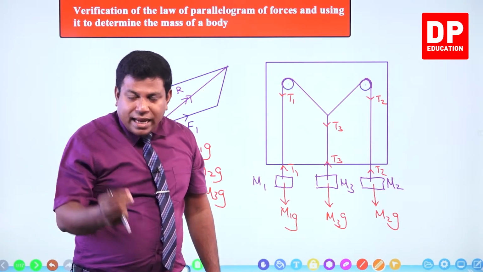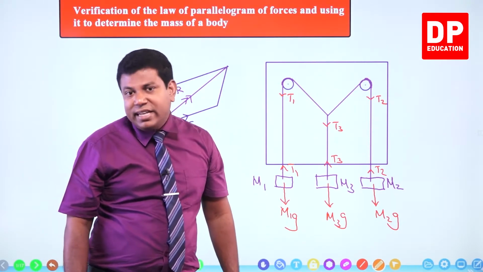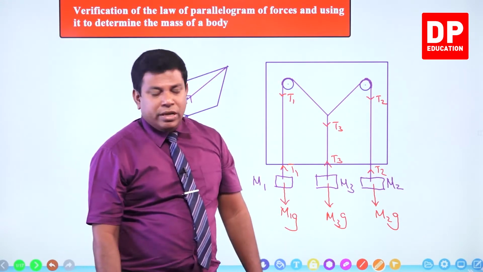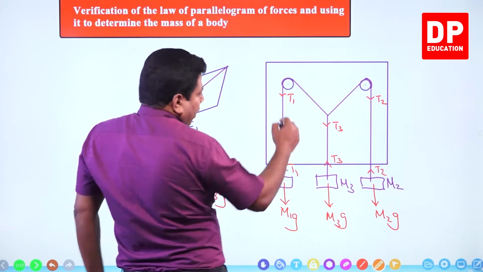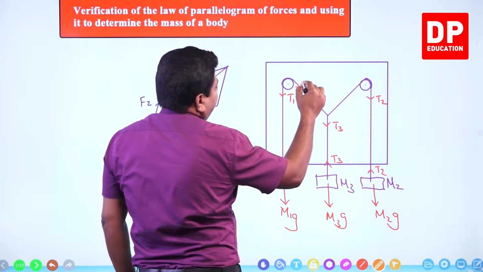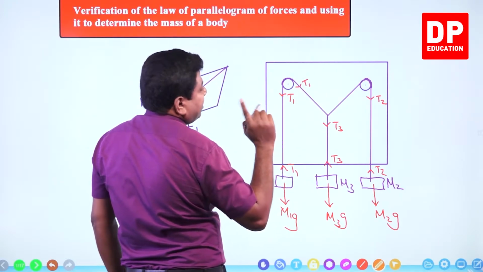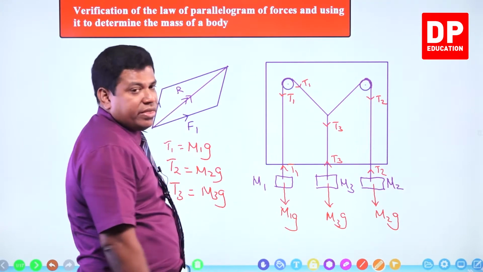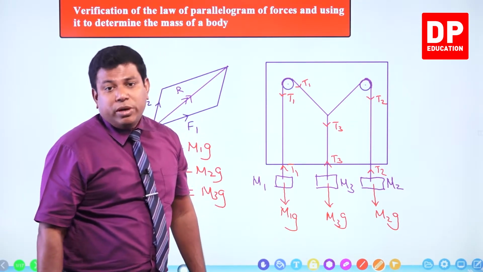Since it is a light string, that means it doesn't have weight, or the weight is negligible, we can assume this. Next, the string goes over the pulley, right? If it is T1 here, I can mark T1 here. Again, there is a condition for that. What is the condition? The pulley has to be smooth. There should not be any friction on the pulley.